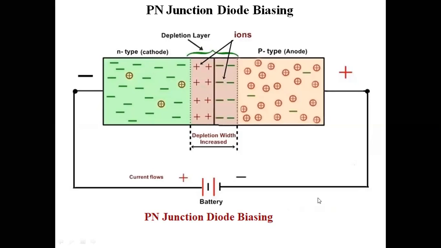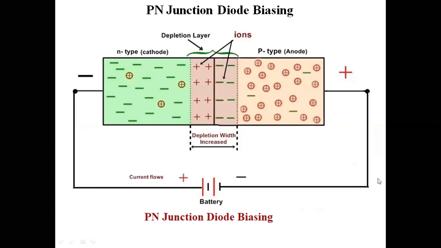Here, this is the PN junction diode. This is the P-type material and N-type material. In N-type material, majority carriers are electrons. In P-type material, majority carriers are holes. I can take this N-type layer as the negative terminal, that is the cathode terminal. This P-type material I can take as the anode terminal. This is the positive terminal, and this is the negative terminal.